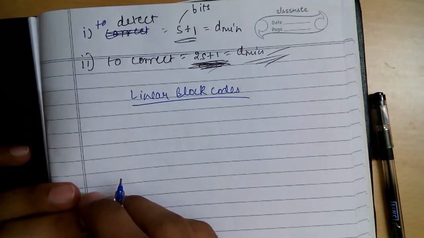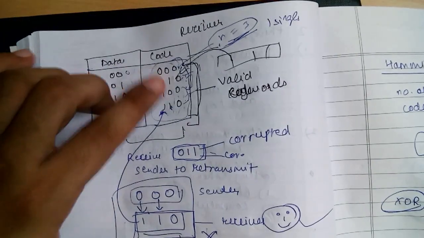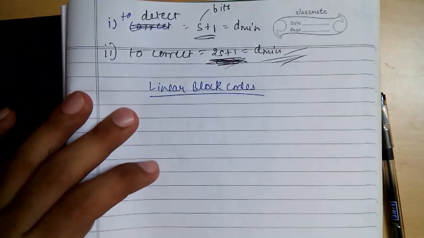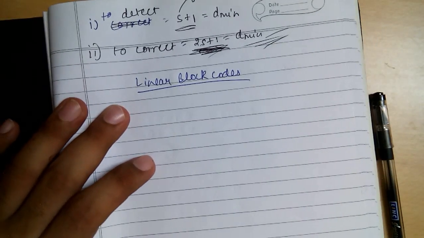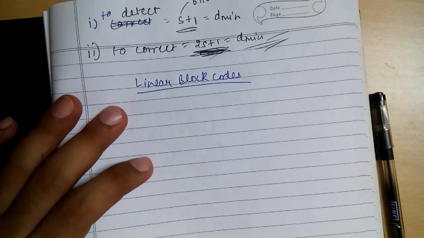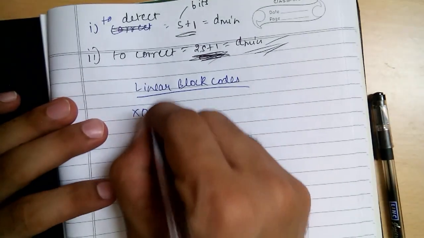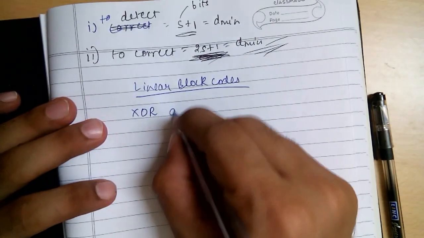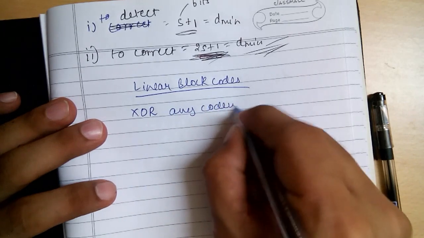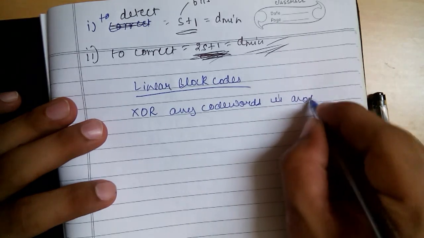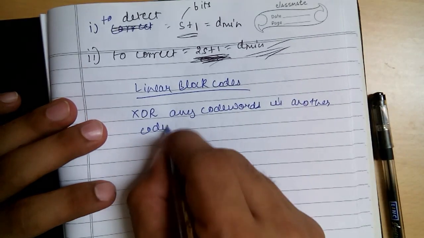So the code words we used before, do they belong to this subset of linear block codes or not? How do we know? Well, there is a simple thing we can do to check it. In linear block code, the XOR of any two code words is another code word. Magical.